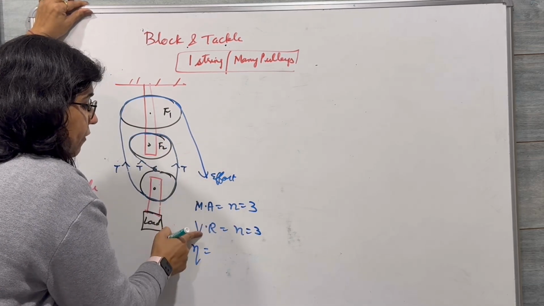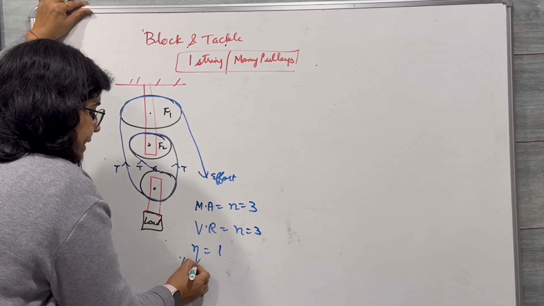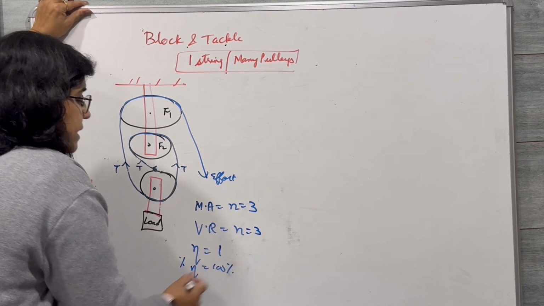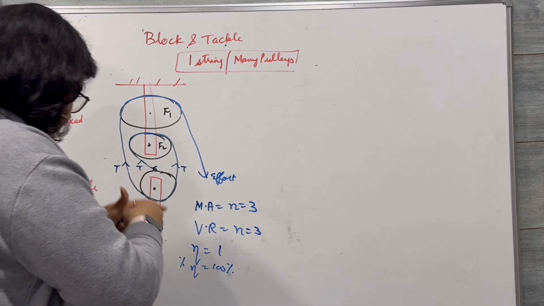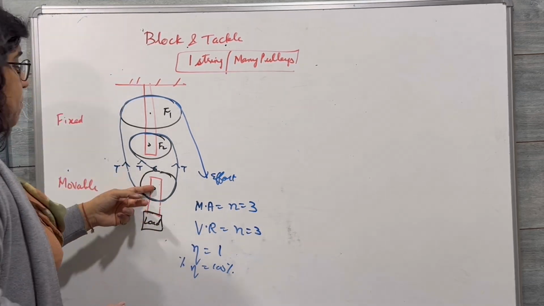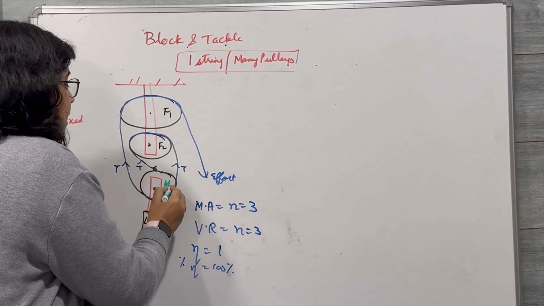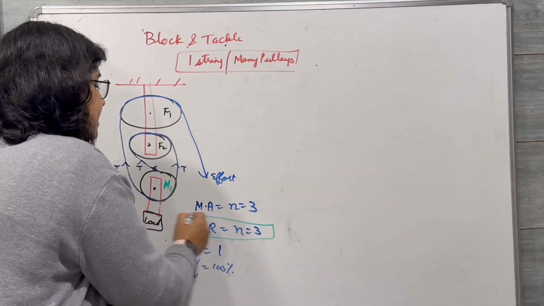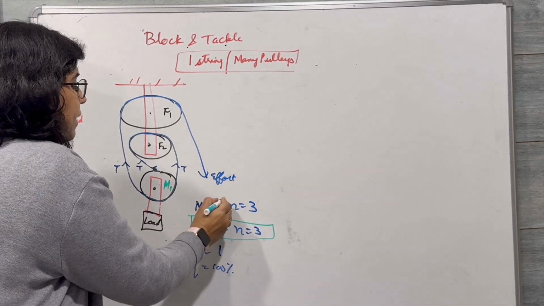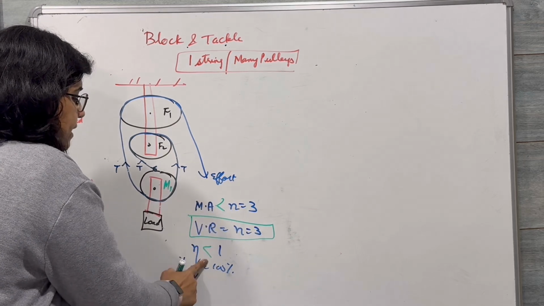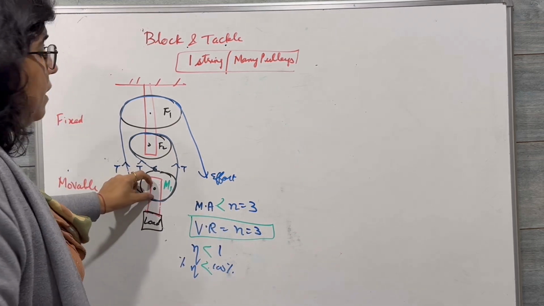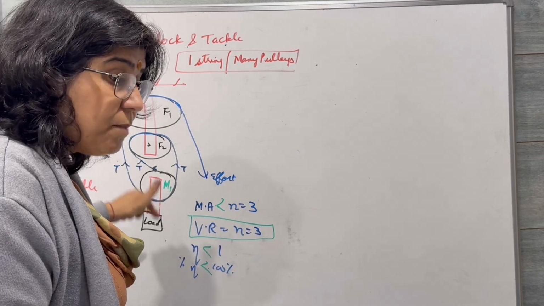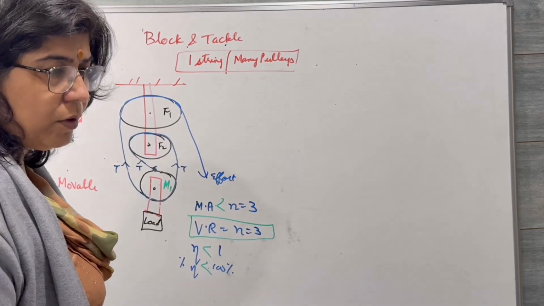Efficiency is mechanical advantage over velocity ratio. 1, or percentage efficiency is 100%. Who is your best friend? If this movable one has weight, then still velocity ratio remains the same, but mechanical advantage will be less than 3, efficiency less than 1, less than 100%. Only if movable has mass. Fixed mass, we are not bothered.